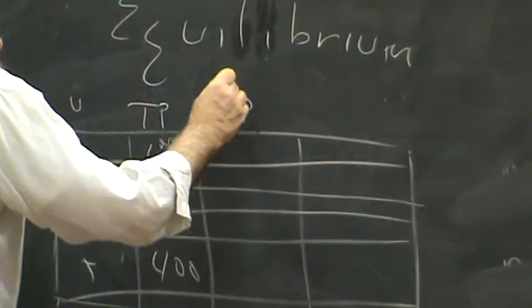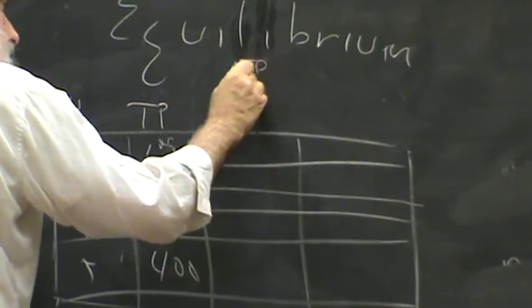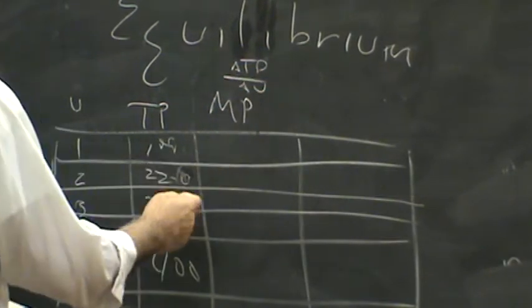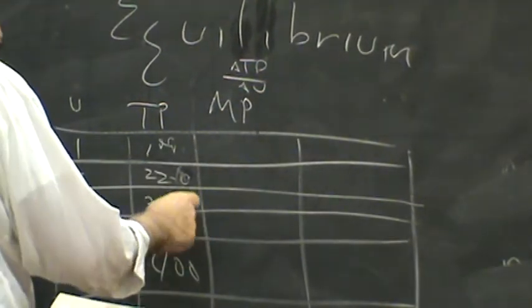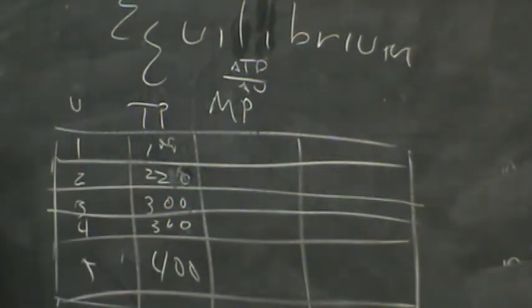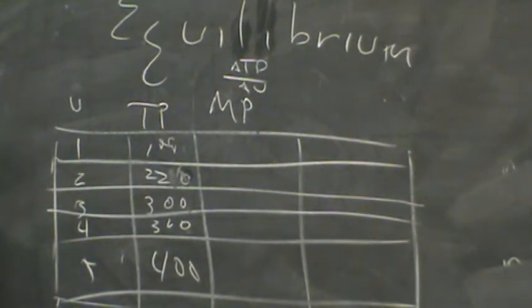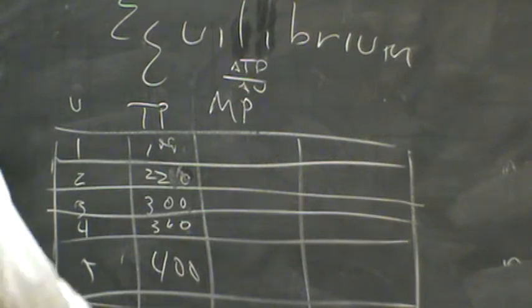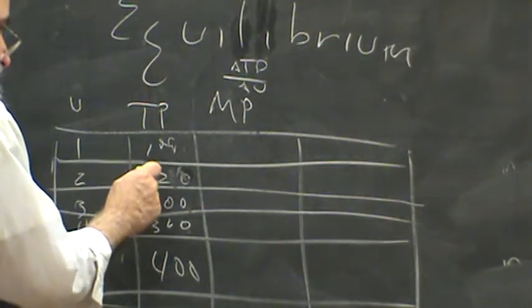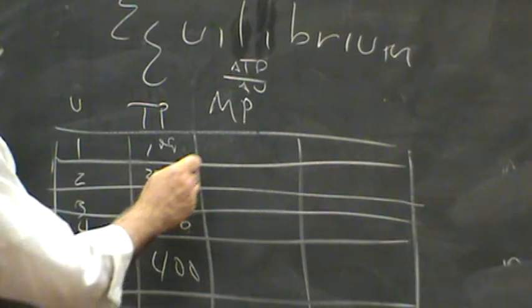Marginal product means change in total product over change in units. In other words, total product means how much 1 worker is producing for me, 100 bushels. 2 workers together are producing for me 220 bushels. 3 workers together are producing 300 bushels. 4 workers together are producing 360 bushels. And 5 workers together are producing 400 bushels. Now, marginal product means how much that last worker is producing for me.